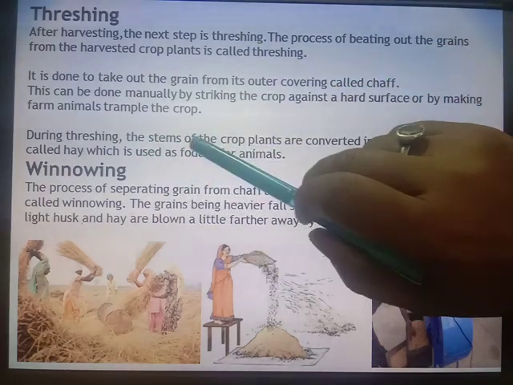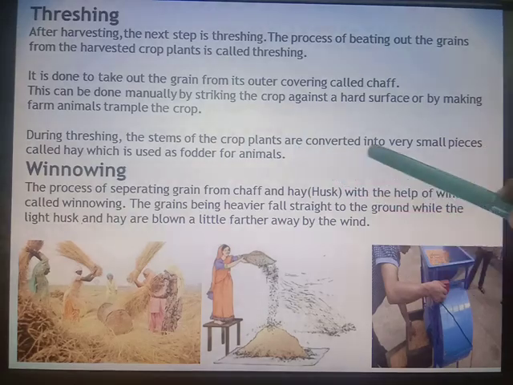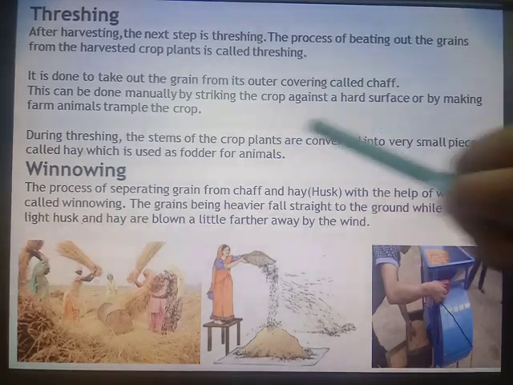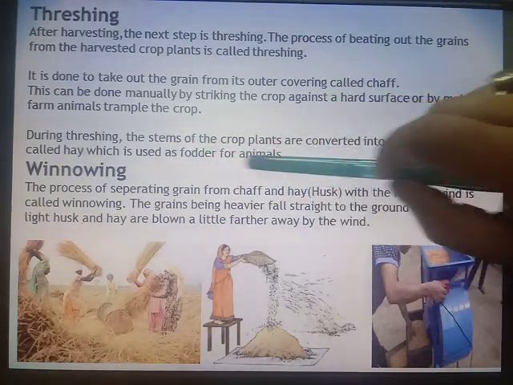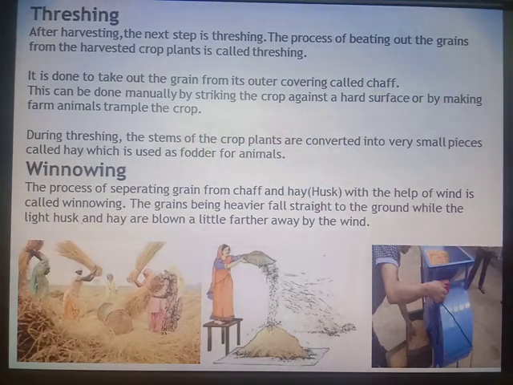During threshing, the stems of the crop plants are converted into very small pieces called hay, which is again used as a fodder for animals, as a food for animals.